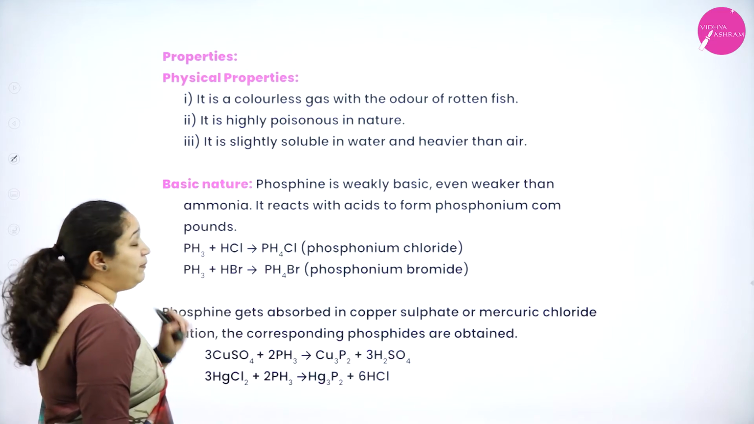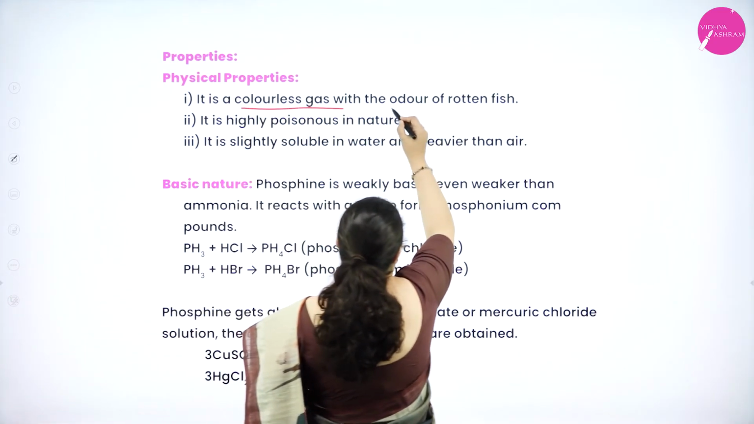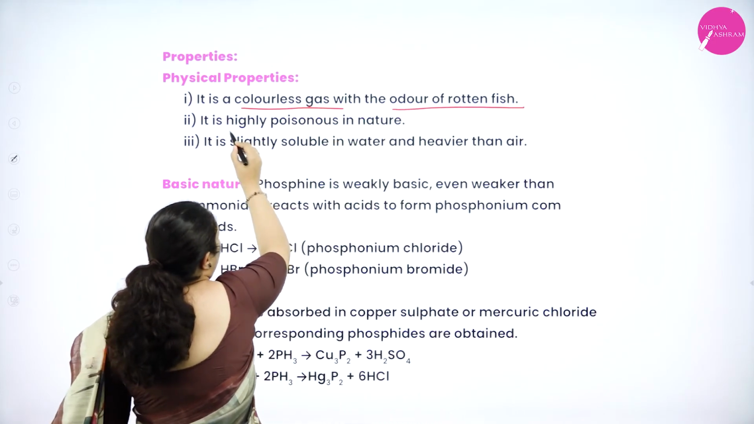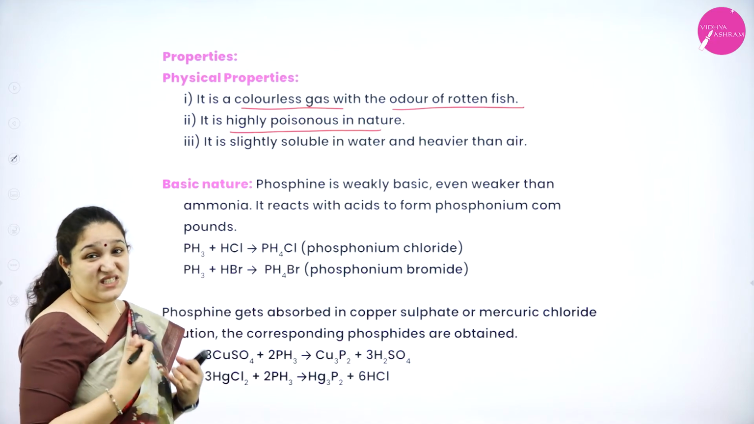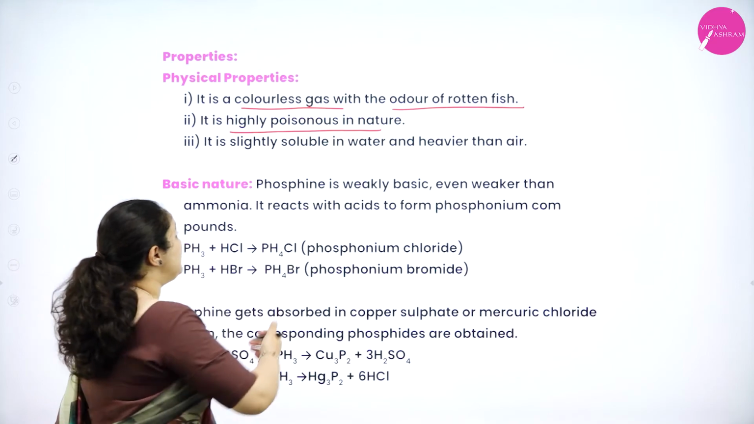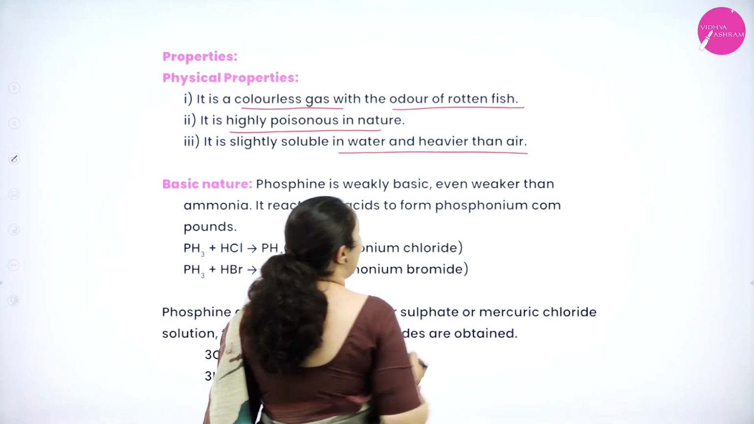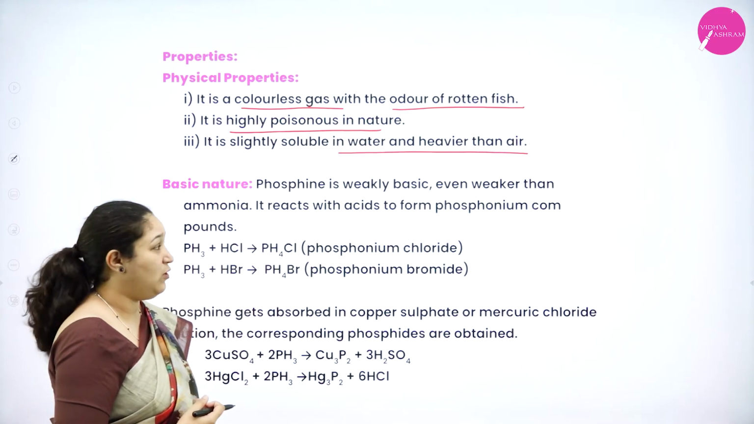Next are the properties. What are the physical properties? It's a colorless gas with the odor of rotten fish and it is highly poisonous in nature. It has a stink of rotten fish and it is also poisonous. It's slightly soluble in water and it is heavier than air. So these are the physical properties of phosphine.